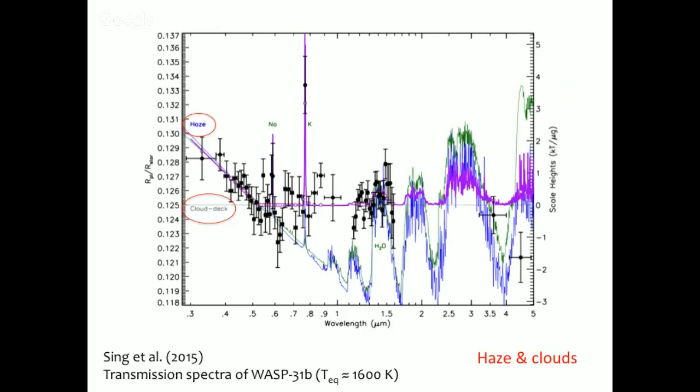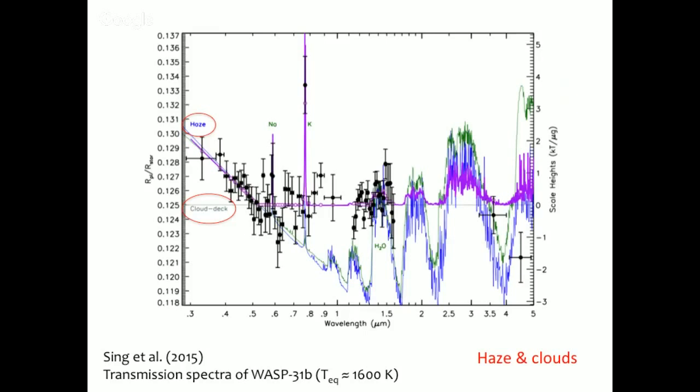By the way, this blue slope is very common. We think this is actually from Rayleigh scattering from hazes, which is, again, these are planets that are right up against their stars, so that's not too surprising. But it's really this region where you have this kind of flat spectrum that people point to as evidence that there may be clouds in the atmosphere of this planet.